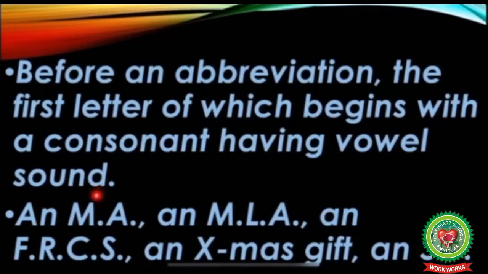An MA. An MLA. So M again gives the sound of vowel A. So we will be using an before it. An MLA. An FRCS. F also begins with the sound of vowel A. So we will be using an. An Xmas tree. So X again begins with the sound of A only. So we will be using article an. An SP. So SP, S also gives the sound of a vowel. So AS. So we will be using article an before it.